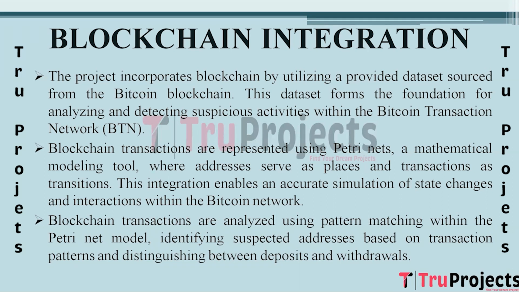Within the PetriNet model, the project employs pattern matching techniques to analyze blockchain transactions. This involves identifying transaction patterns and characteristics that may indicate potentially suspicious behavior. By distinguishing between deposit and withdrawal transactions and flagging suspected addresses based on these patterns, the project enhances its ability to detect and track unlawful financial activities within the Bitcoin network.